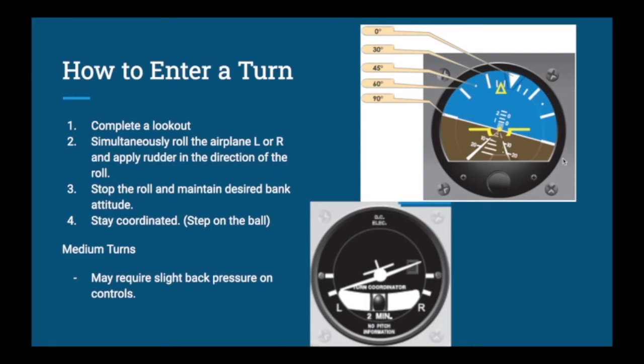If we look at our attitude indicator, it will indicate the angle of bank, starting with 0, wings level. The first tick 10 degrees, 20 degrees, 30 degrees, the little dot 45, 60, and 90. A lot of attitude indicators don't have the 45 dot, but you just know it's right in between 60 and 90. What would be the bank angle currently shown on the attitude indicator? Well, it would be about 15 degrees, right in between the 10 and 20 degrees. We can look at the turn coordinator and see that the airplane is banked to the left and the ball is centered, so we are coordinated.